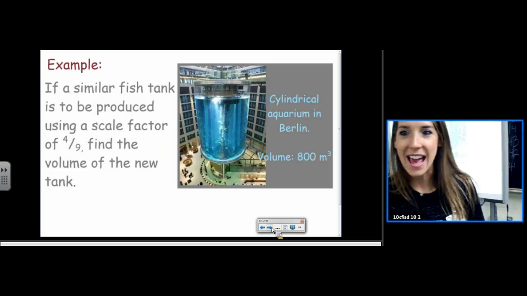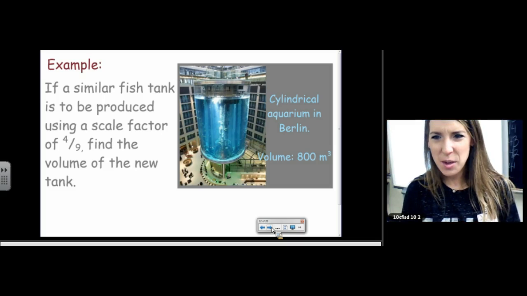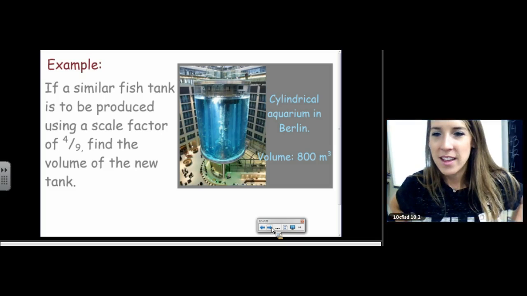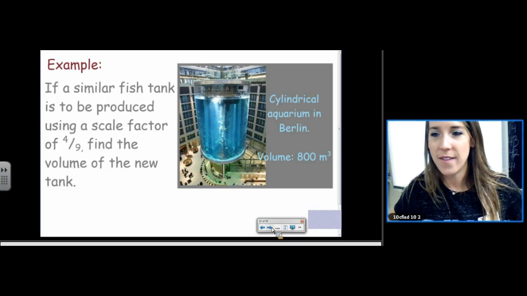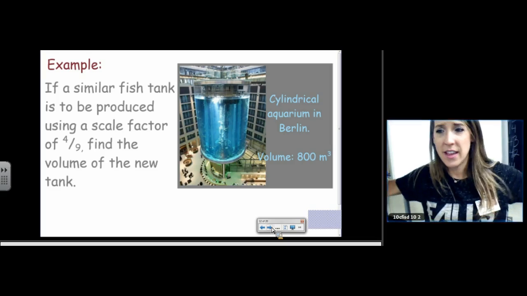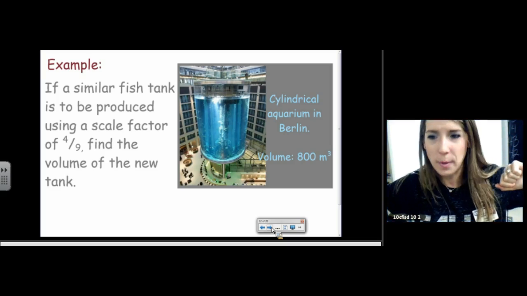Ooh, how pretty is that? It's a cylindrical aquarium in Berlin. Isn't that so pretty? Okay, so that's a very large fish tank. It has a volume of 800 cubic meters. Think of a meter stick. And then 800 cubic of those.